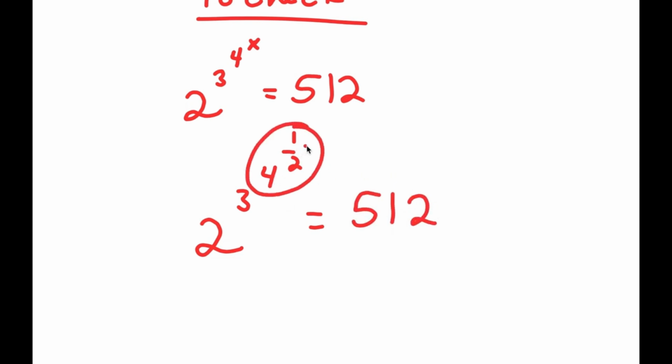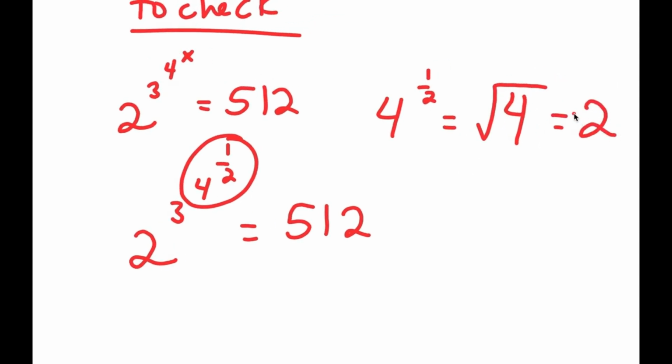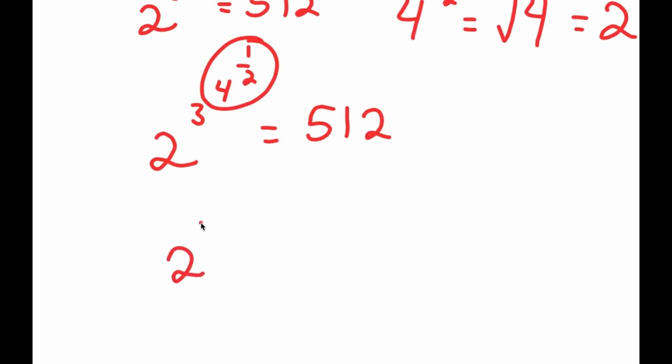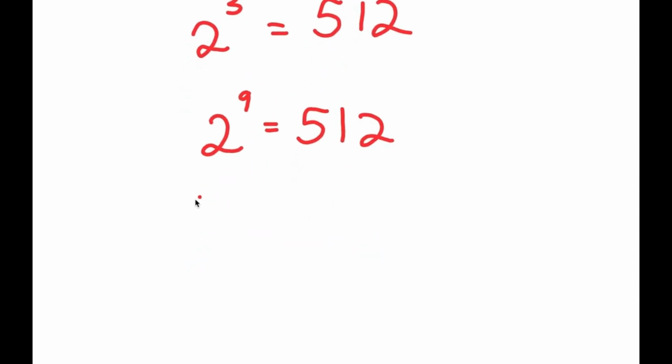Now I'm going to work my way down from the top. So I first start with 4 to the power of 1/2. Now 4 to the power of 1/2 is the same thing as the square root of 4, and the square root of 4 is equal to 2. Meaning I have 2 to the power of 3 to the power of 2 is equal to 512. Now from here, 3 to the power of 2 is equal to 9. So I have 2 to the power of 9 is equal to 512. And finally, 2 to the power of 9, that's equal to 512, as we already said at the start. So we get 512 is equal to 512.